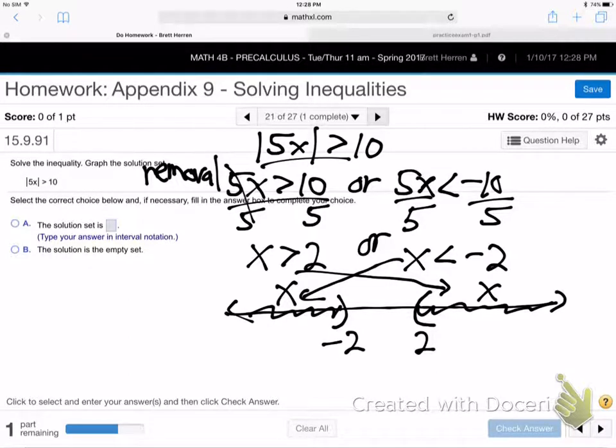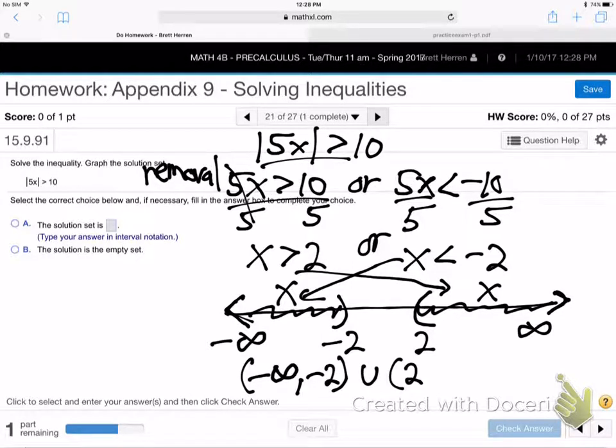So how do you say this in interval notation? What is this over here? Left forever, negative infinity, and right forever, regular infinity. So the answer would be negative infinity, negative 2. It's all parentheses on this one. They want you to put a u in the middle, unite. I really don't care if you skip the u on the test.